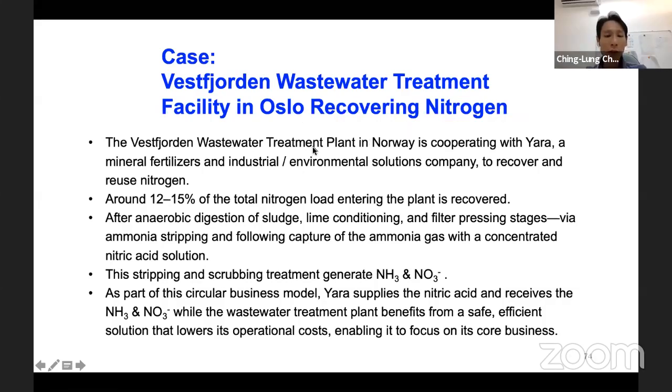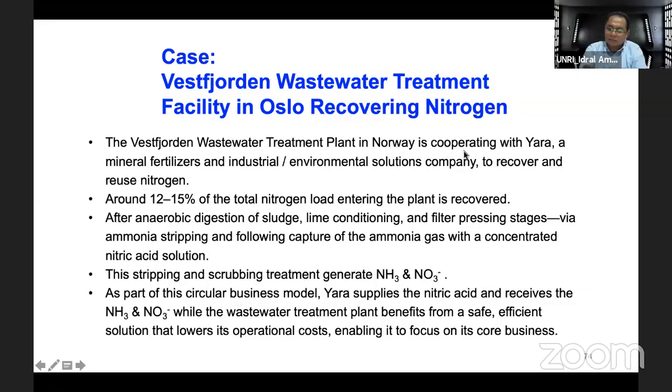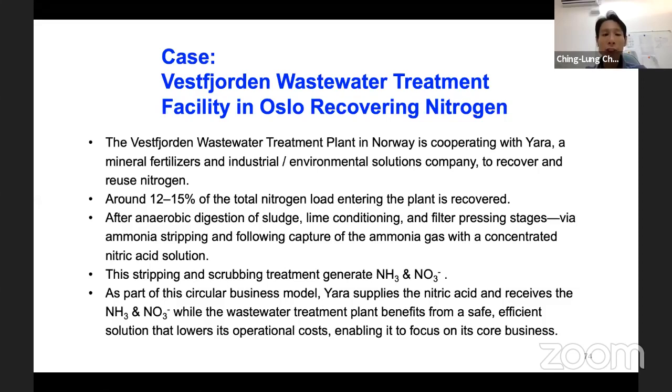Okay, so this wastewater treatment plant in Norway cooperates with another company. The company is producing fertilizer. The wastewater treatment plant recovers the nitrogen, then sells the nitrogen to the company, and then the company uses the nitrogen to produce purified fertilizer for agricultural usage.